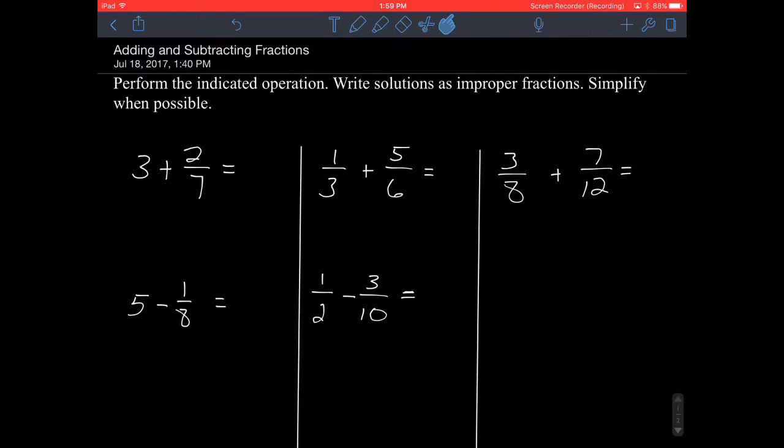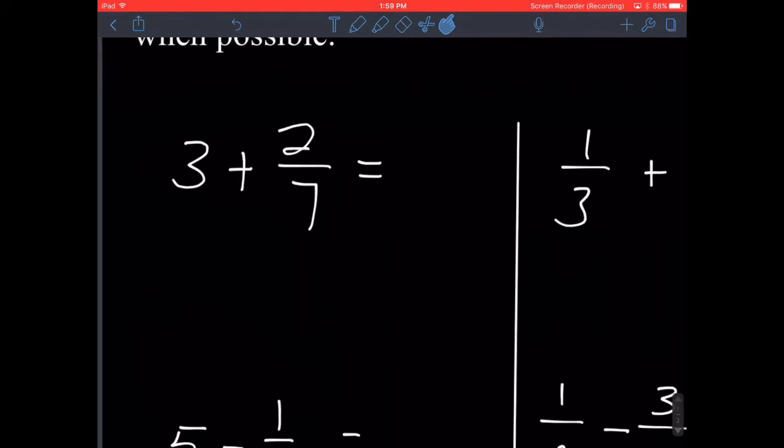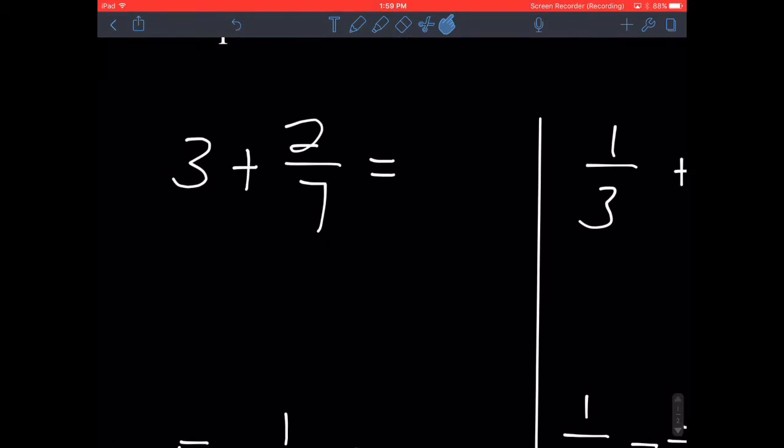Let's get started. Our first example is 3 plus 2/7. That's a whole number plus a fraction. That's the best and easiest case for you, Yance. All you gotta do is multiply that number times the denominator and then add your product to the numerator. Easy. Now watch how easy this is.